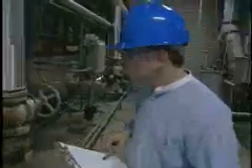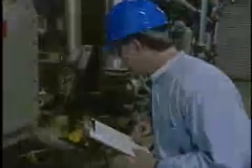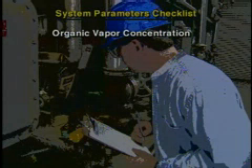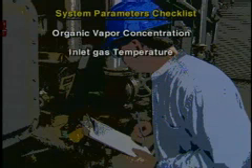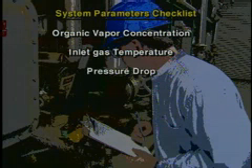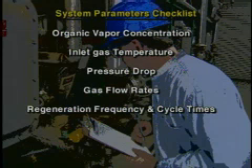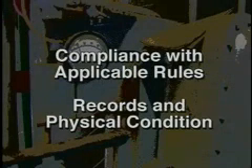To determine that a carbon adsorber system is working efficiently, field personnel should observe, if possible, the organic vapor concentration in the inlet and outlet gas streams and the method used for its monitoring, inlet gas temperature, the pressure drop across the carbon bed, gas flow rates, and regeneration frequency and cycle times. The inspector should always be aware that air pollution sources need to be in compliance with applicable rules, and should observe the source's records and the control device's physical condition.